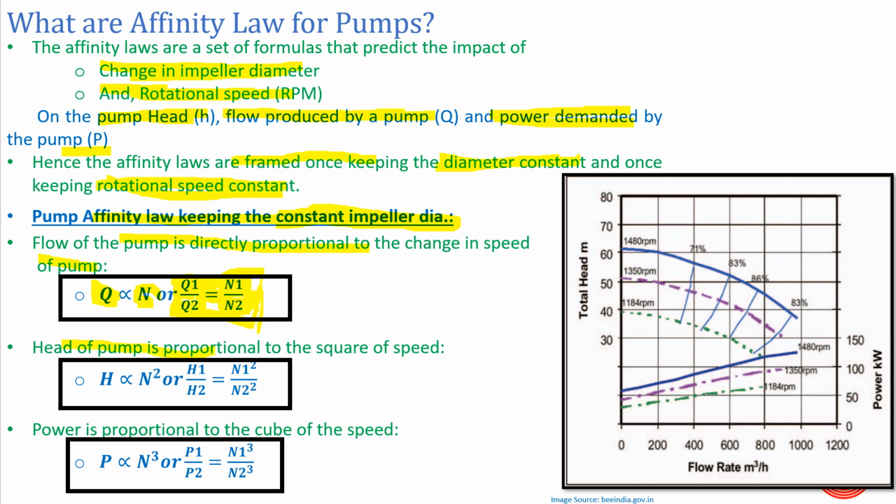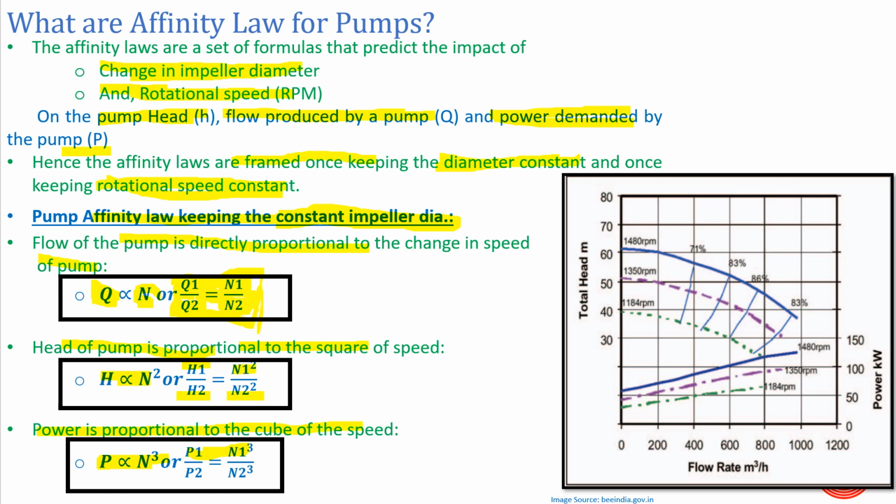Head of pump is proportional to the square of speed. So the head is directly proportional to N square, or H1 is proportional to N1 square, and H2 is proportional to N2 square. Now the power impact: power is proportional to the cube of speed. So there will be an 8 times change in my power whenever I change the rotational speed. At the later end of the video, I will make it clear with an example.